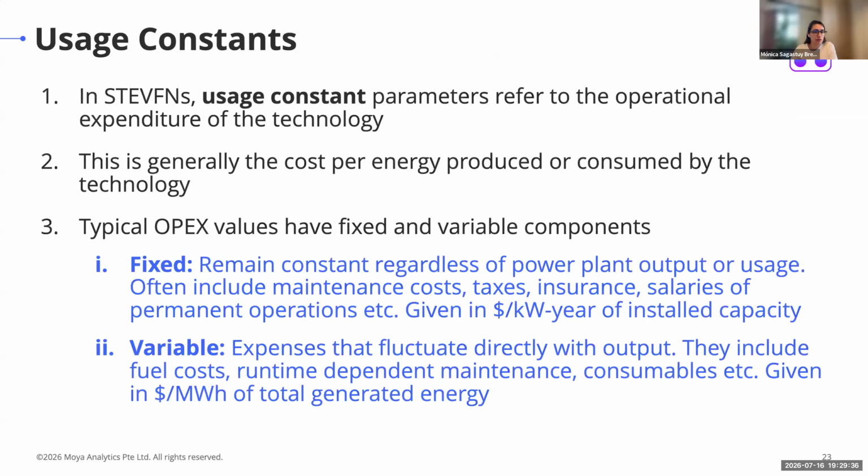Then we have the usage constants. The usage constants will be the operational expenditure of the asset. In the model, we are blending both the fixed and the variable costs of this part. The fixed costs are those that remain constant every year, regardless of what the power plant output or usage is. So this often is the maintenance cost, the taxes, insurance, salaries, etc., a given constant throughout the lifetime. And the variable costs are those that depend on fuel consumption and runtime, other consumables, etc.